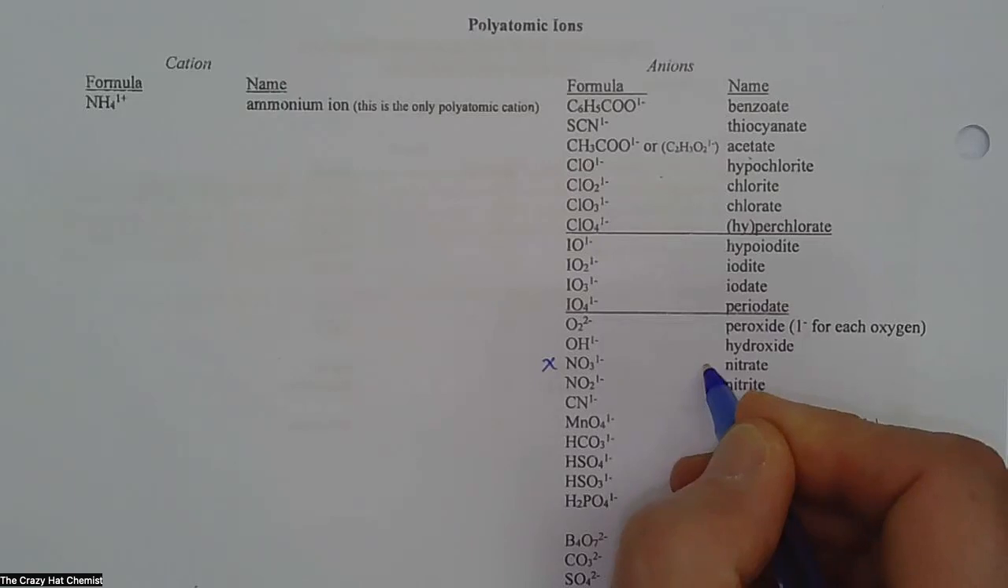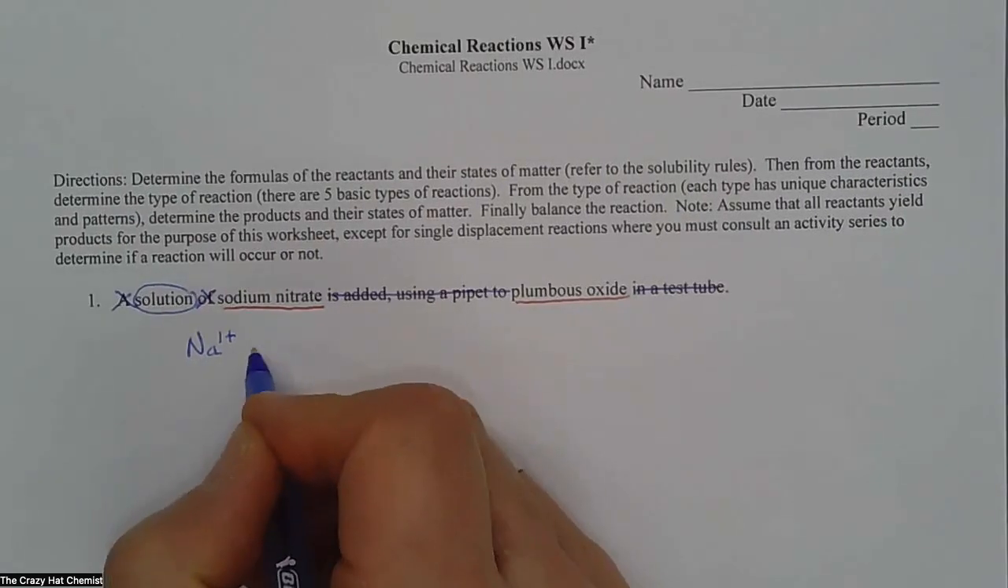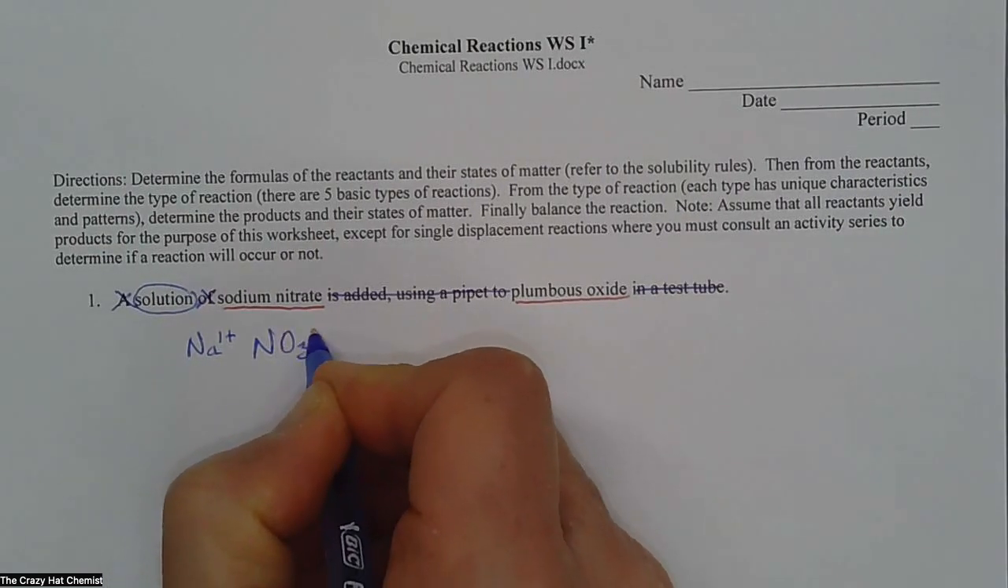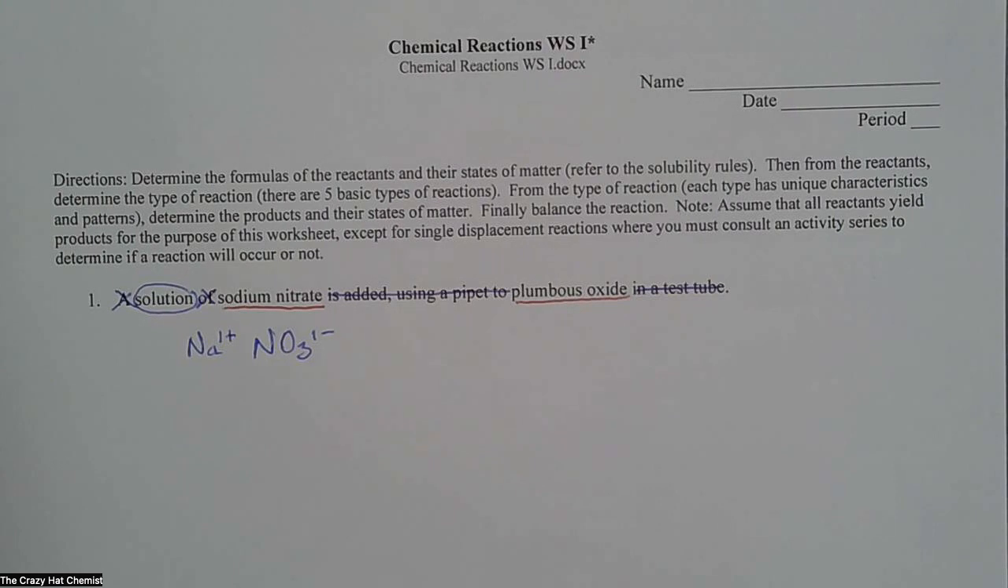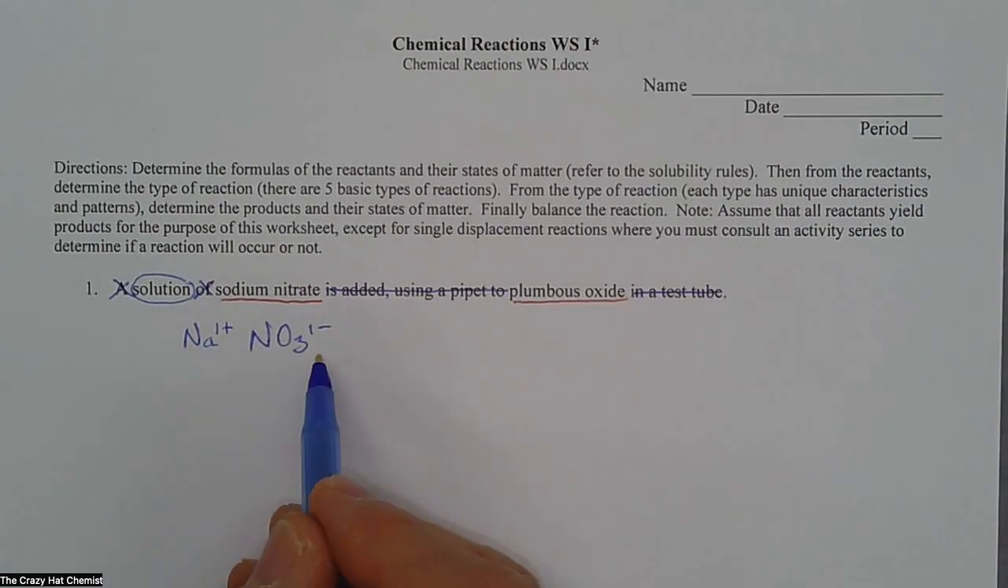And nitrate is right here. It happens to be one of them. So that's NO3 minus 1. So hold on just a second here. That's NO3 minus 1. All right. And then what we're going to do is make that compound. All right. Fantastic. So now you have sodium nitrate.